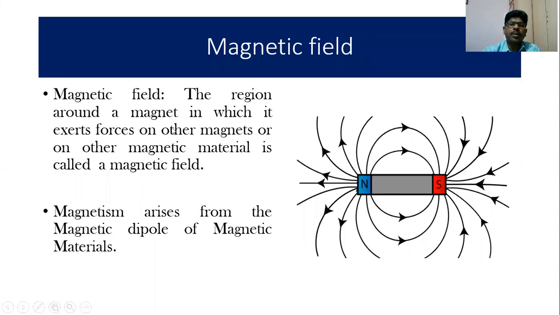Now, the region around a magnet in which it exerts force on other magnets or on other magnetic material is called a magnetic field. Magnetism arises from the magnetic dipole of magnetic materials.